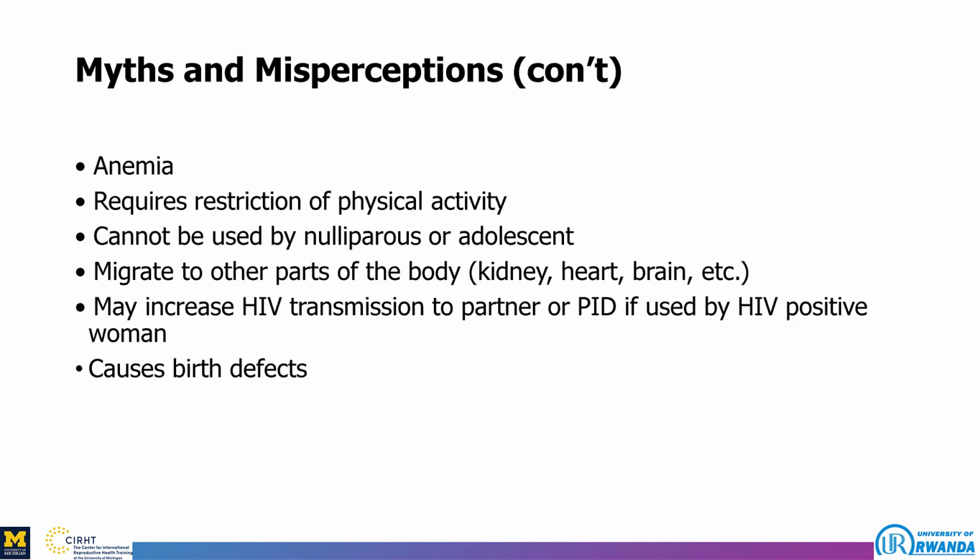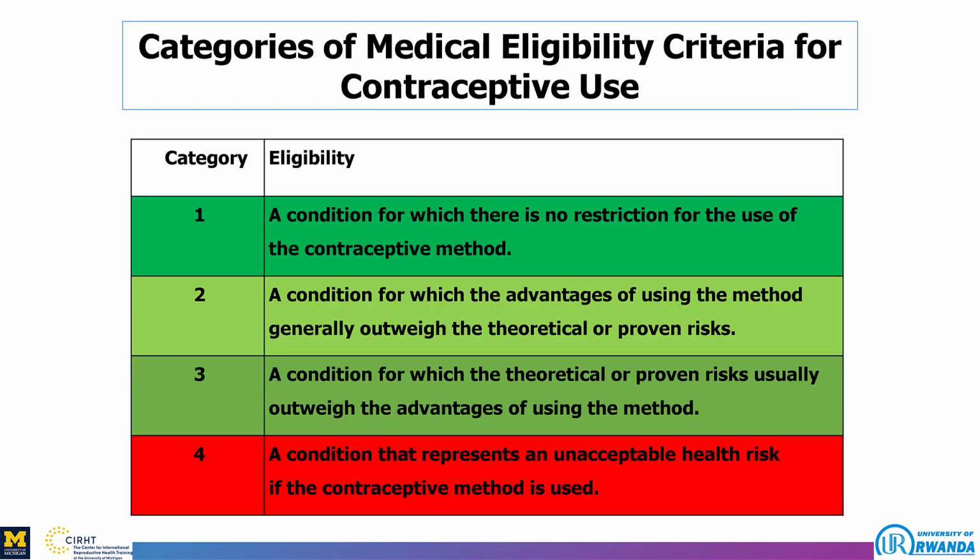Causes birth defects. Sometimes some people also say that it causes birth defects, that when you are using intrauterine contraceptive device and the woman becomes pregnant with it, she will deliver a baby with congenital malformation. But of course that is not true, because if the woman becomes pregnant, it may be due to poor skill of the person who inserted, the provider, but that will not lead to congenital malformation.